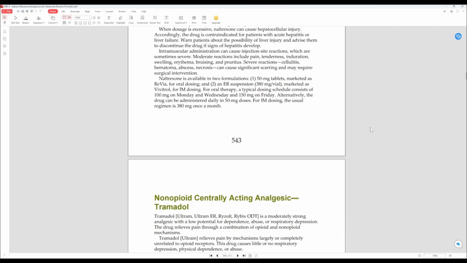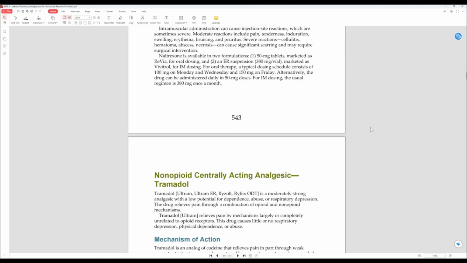Intramuscular administration can cause injection site reactions, which are sometimes severe, and would include pain, tenderness, induration, swelling, erythema, bruising, and pruritus. Severe reactions can include cellulitis, hematomas, abscesses, and necrosis, and can cause significant scarring and may require surgical intervention. Again, this medicine comes in two formulas. It's an excellent spot to hit pause so you can review them both.